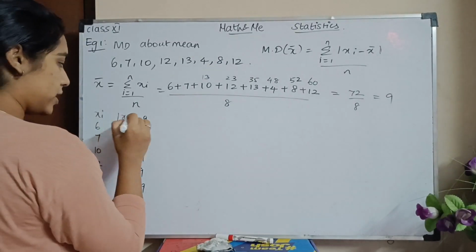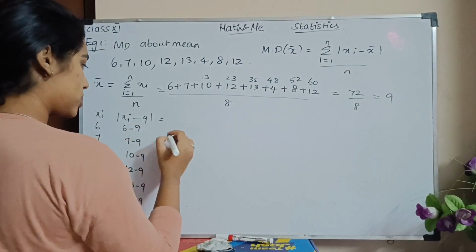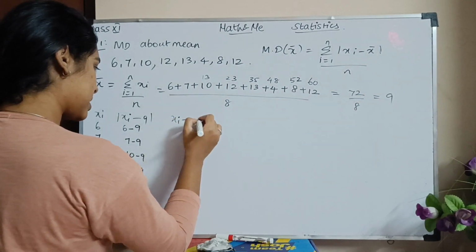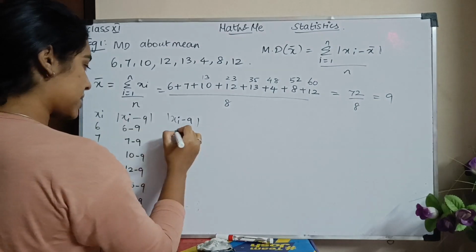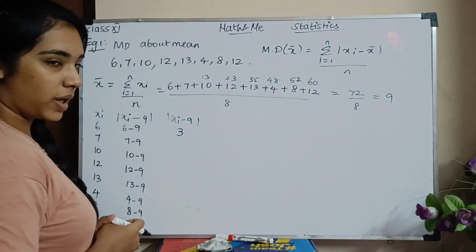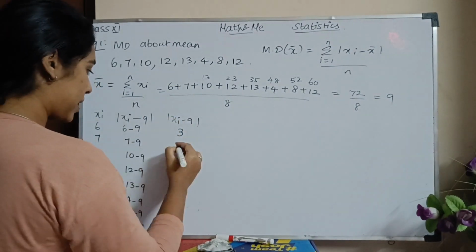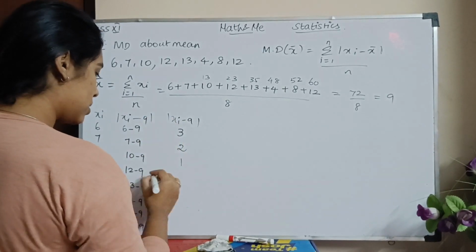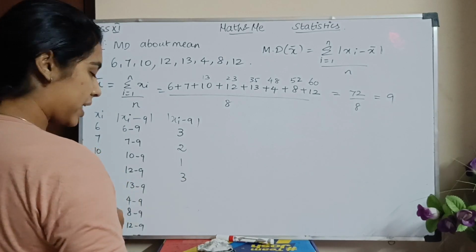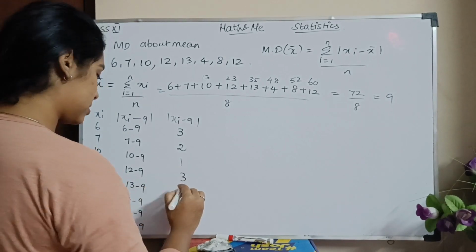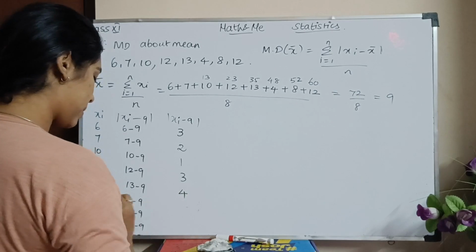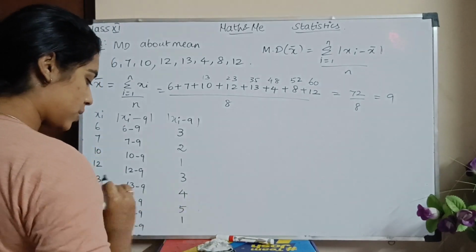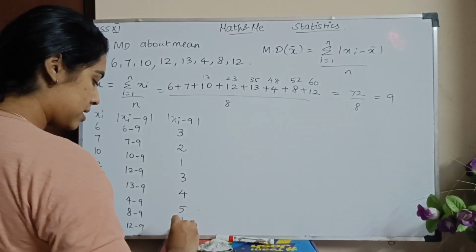So these are the absolute values. Correct? So I'll write them here. So the absolute values will be xi minus 9, absolute value. 6 minus 9 is minus 3, but the absolute value will be 3. Correct? 7 minus 9, minus 2, the absolute value is 2. 10 minus 9 is 1. 12 minus 9, 3. 13 minus 9 is 4. 4 minus 9 is minus 5. The absolute value is 5. 8 minus 9, minus 1. The absolute value is 1. 12 minus 9 is 3.